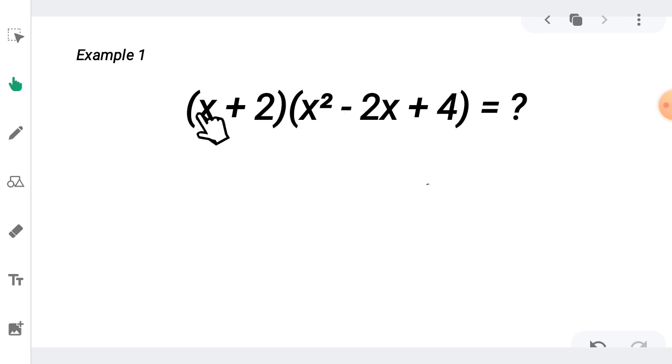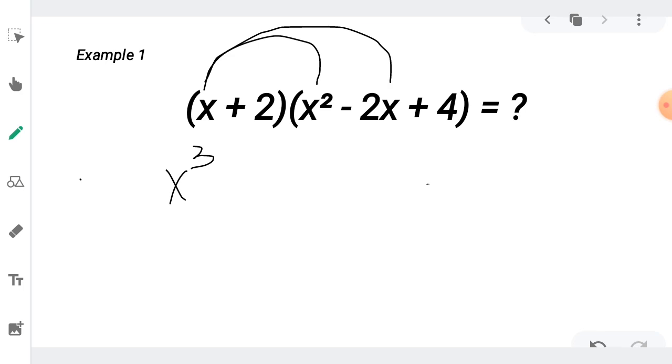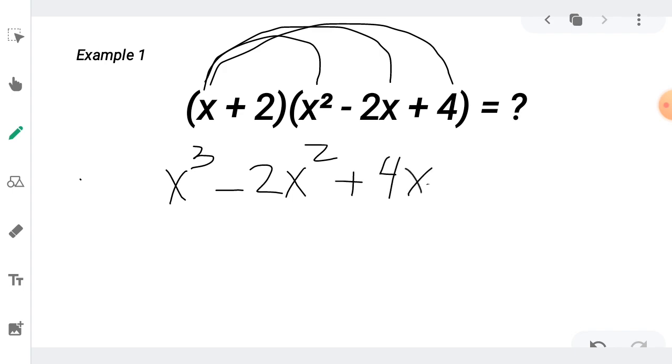So x times the first term in the trinomial, which is x squared. So x times x squared is equal to x cubed. Next is x times the middle term of the trinomial, which is negative 2x. So x times negative 2x is negative 2x squared. Next is the third term of the trinomial multiplied to the first term of the binomial. So x times 4 is equal to positive 4x.